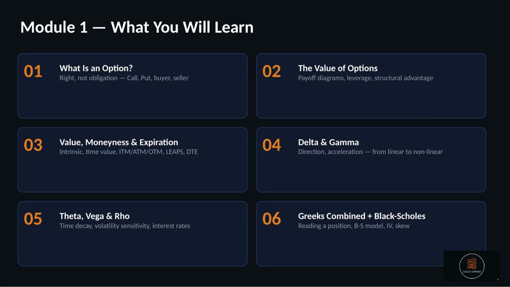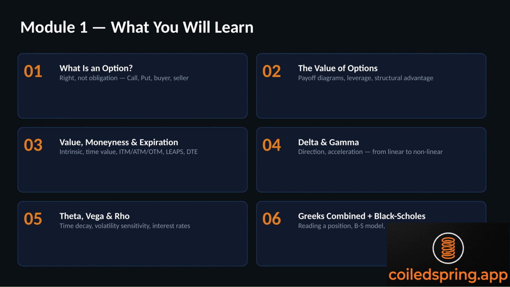Before we dive in, let me give you a quick map of where we're going in this module. Module 1 is structured into 6 lessons, each one building on the previous. Lesson 1, what is an option? Is where everything starts. We'll define what an option is, the difference between a call and a put, who the buyer is and who the seller is, and why this contract exists in the first place.